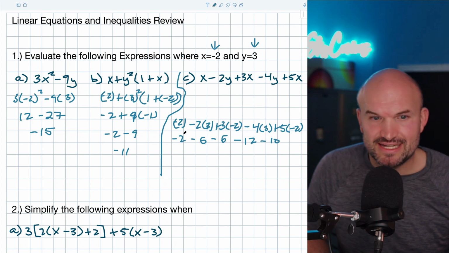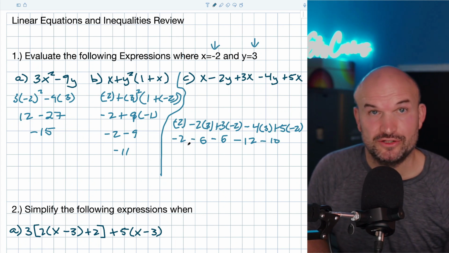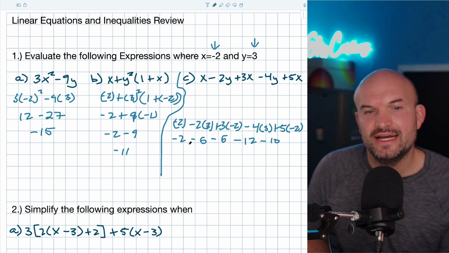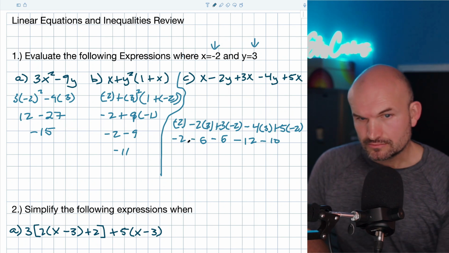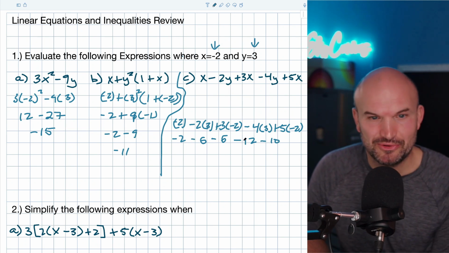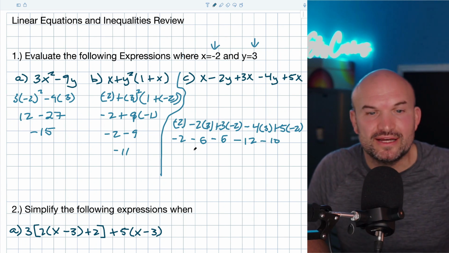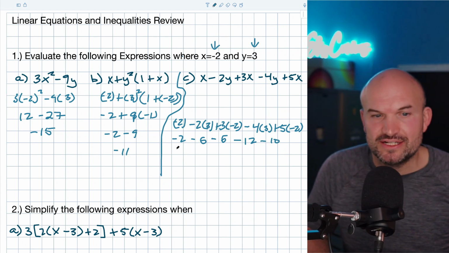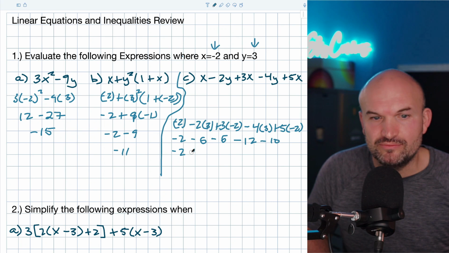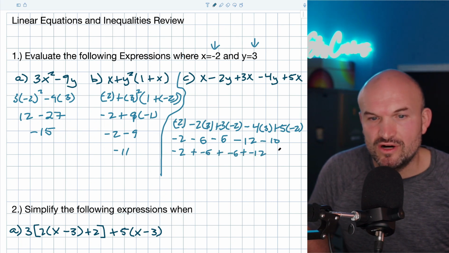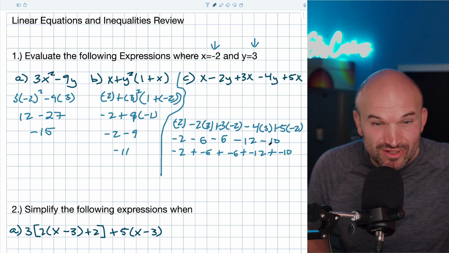Now, in this case, you might be looking at this like, what? How am I supposed to be able to do this? It looks really, really confusing because everything's subtracting. So one thing you can always do is remember that adding a negative is the same thing as subtracting. So I can rewrite this as -2 plus a -6 plus a -6 plus a -12 plus a -10. It's really the exact same thing.